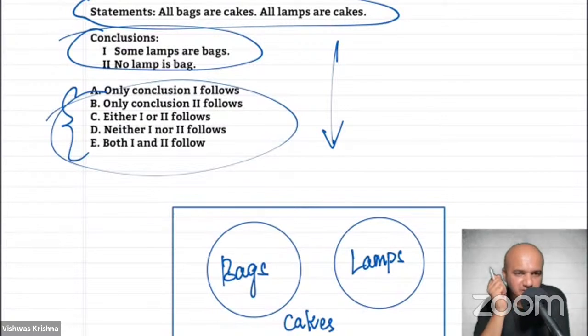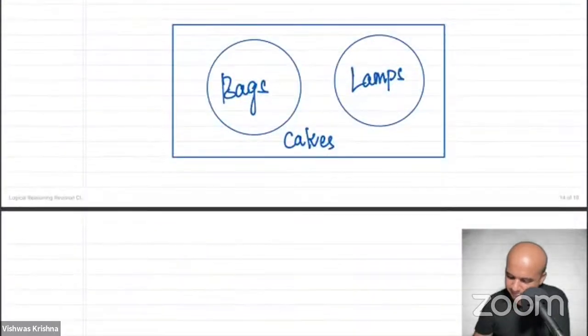Okay, this is interesting. We have a couple of answers. Muskan says B, Rishi also says B. That is only conclusion 2 follows. No lamp is a bag. That is because I misled you guys. I drew the diagram like this. I could have drawn it in a different way as well, which is this.